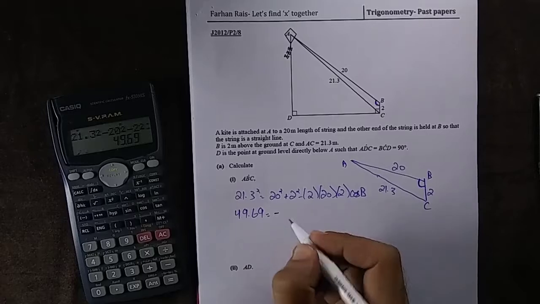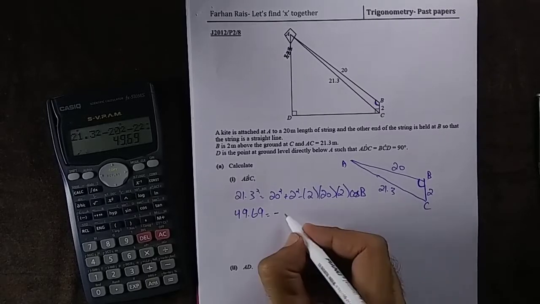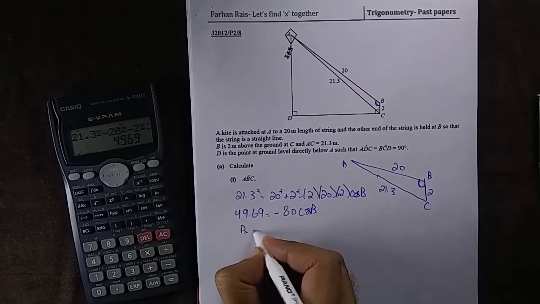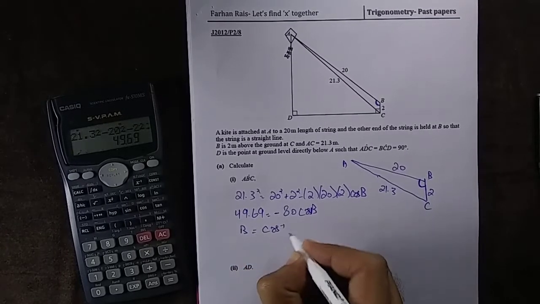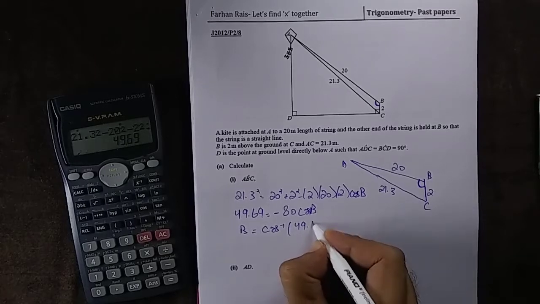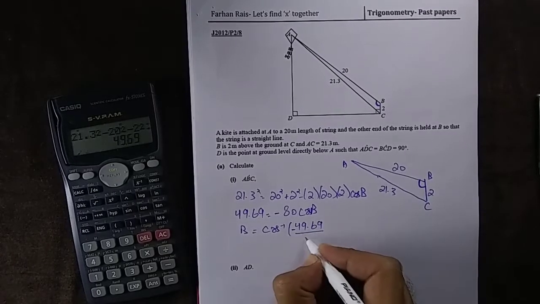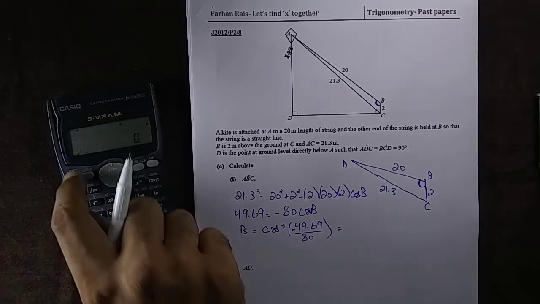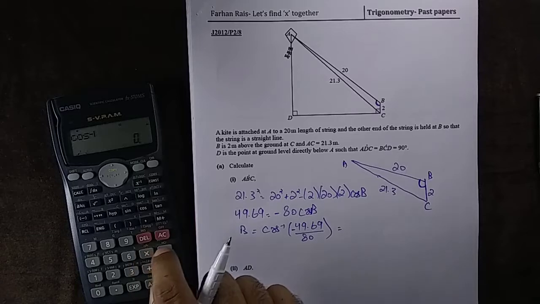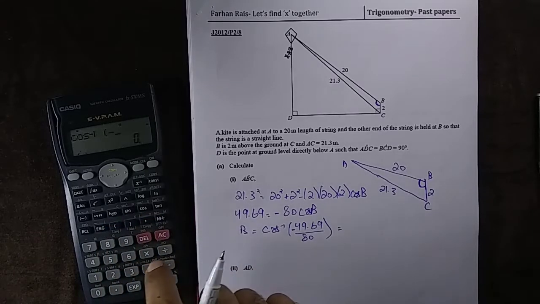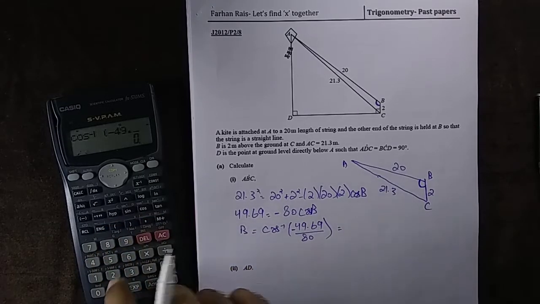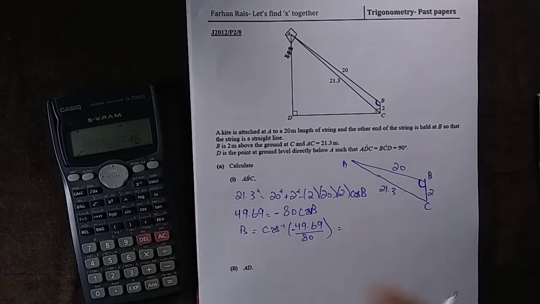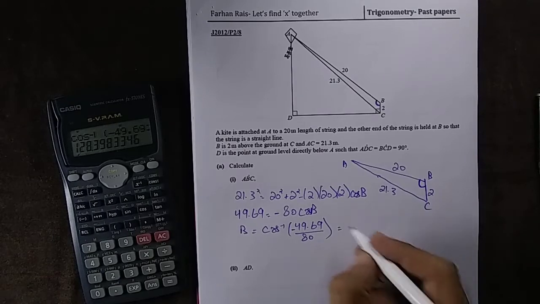49.69 equals minus 2 into 20 is 40, into 2 is 80, cos of B, and B would be equal to cos inverse of minus 49.69 upon 80, which would give us the value as shift cos inverse bracket minus 49.69 divided by 80, which is equal to 128.39.